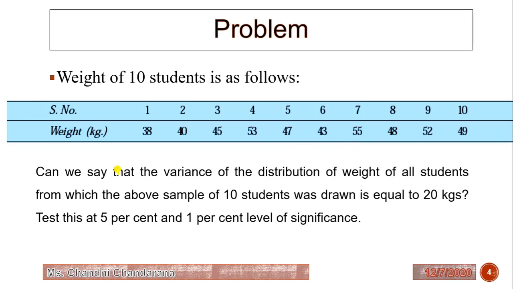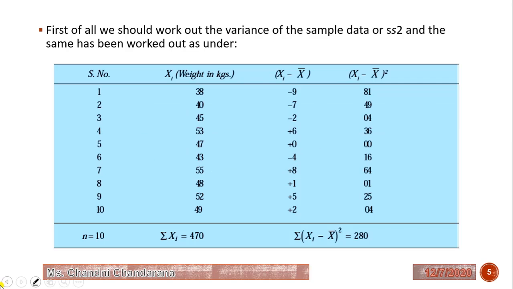Now what do we have to do? Can we say that the variance of the distribution of weight of all students from which the above sample of 10 students was drawn is equal to 20 kg, and test this at 5% and 1% levels of significance. So how can we measure it?